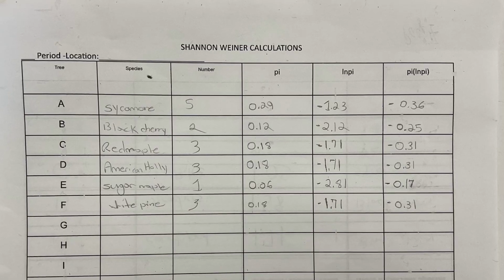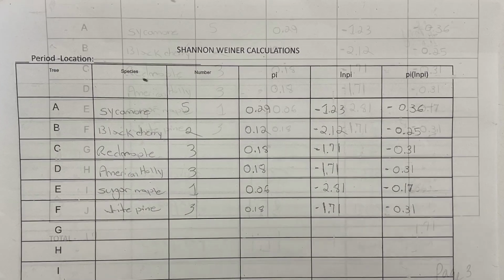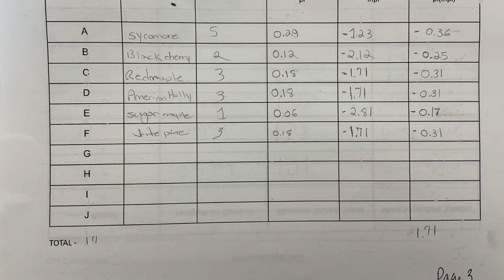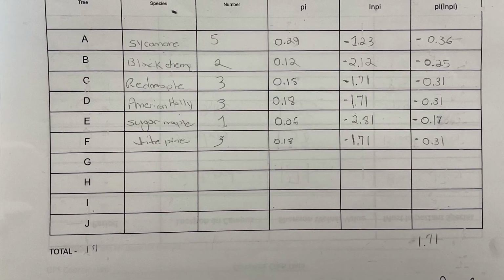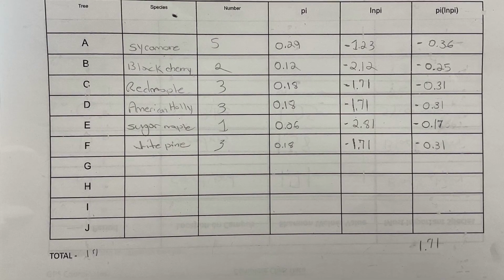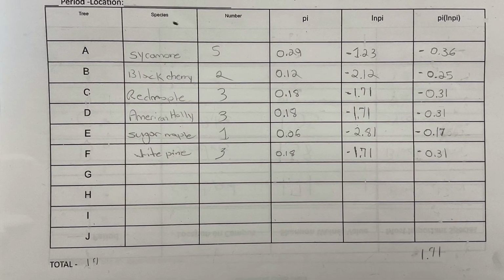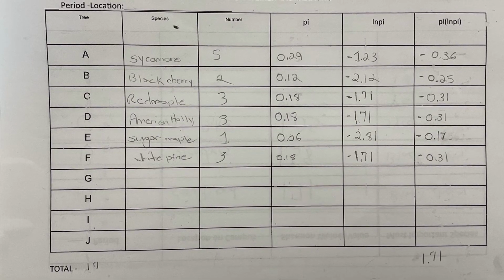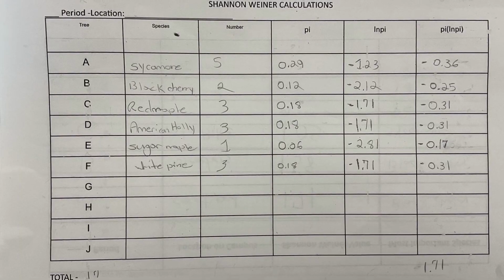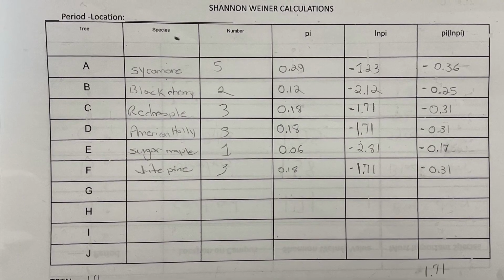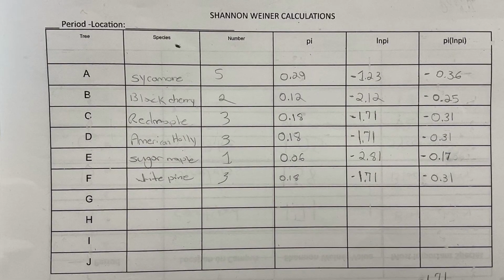I'm just going to keep going down the list to make it easy. I'll do 0.12 times 2.12, which is 0.25. Then we'll do 0.18 times 1.71, which is 0.31. And 0.18 times 1.71, same as before, is 0.31. Then 0.06 times 2.81, which is 0.17. I'm not going to do the last one because it's the same as the two before. But please make sure we bring back our negatives.